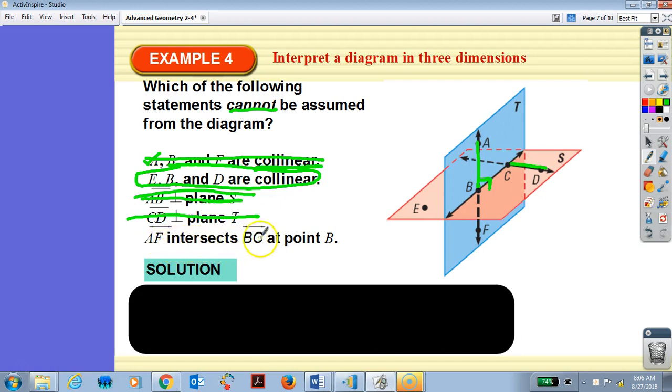Line AF intersects line BC at point B. AF intersects BC at point B. Yeah, it's definitely drawn.